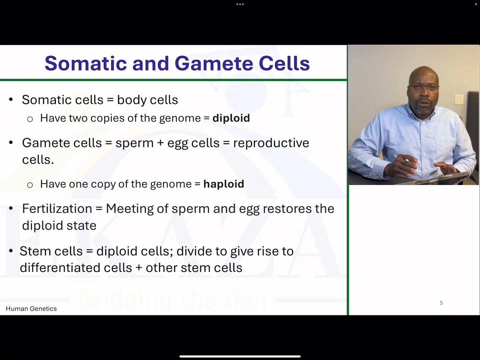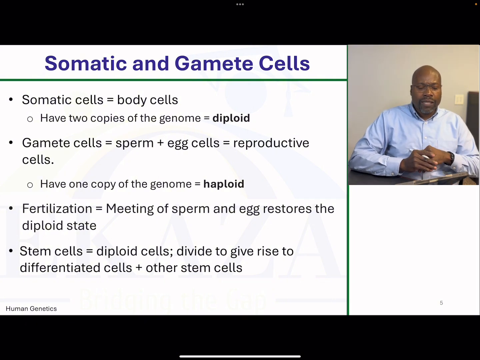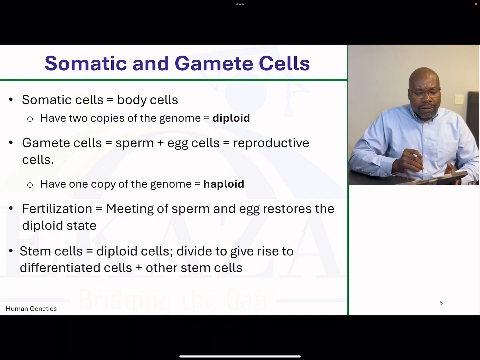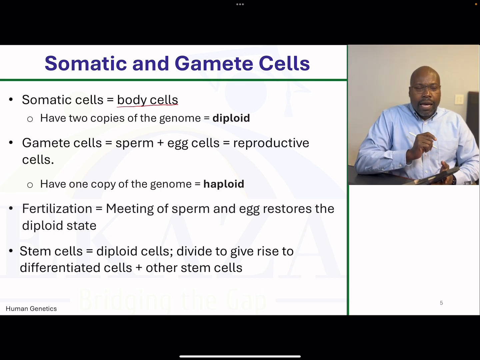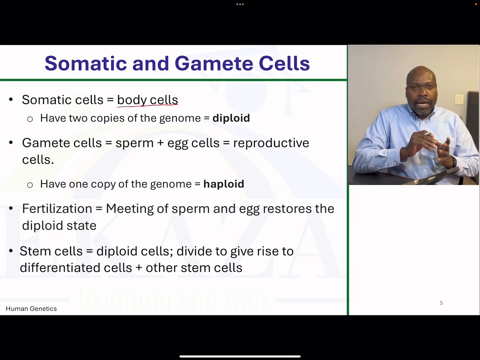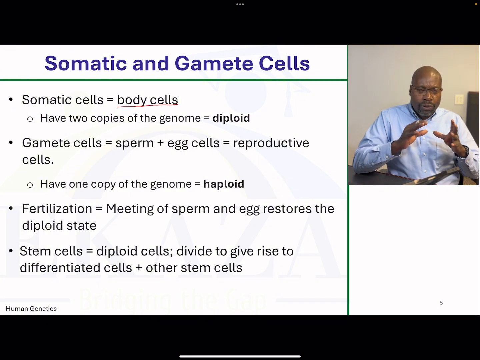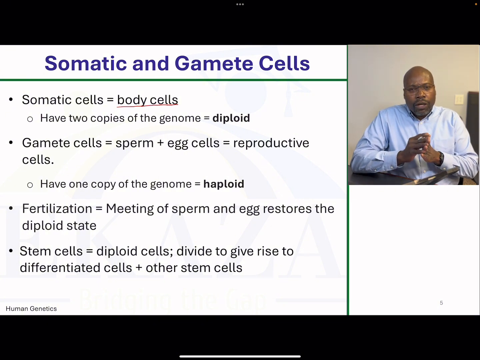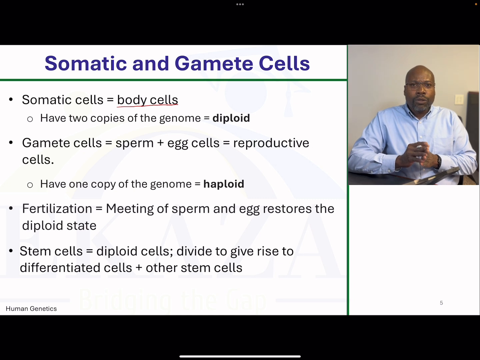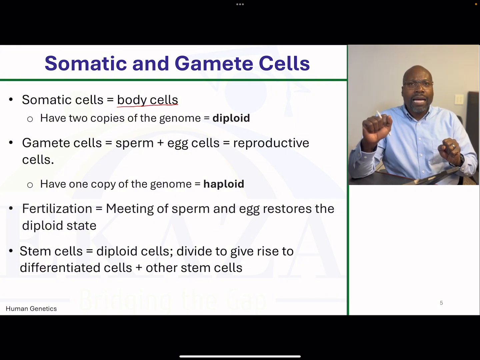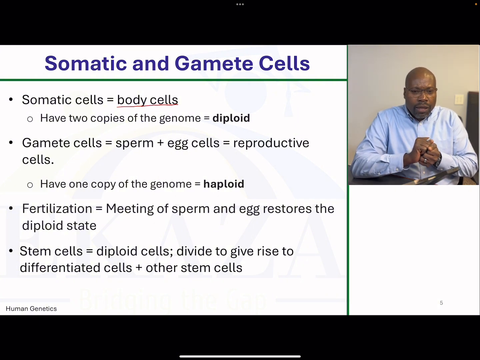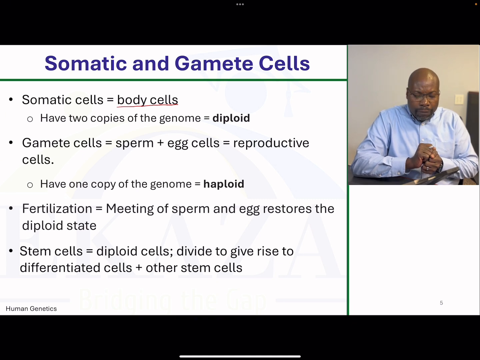In the body, we do have two major types of cells. The somatic cells, which are the cells of the body. These cells contain two genomes. If you consider your skin cells, they are going to contain the genome you receive from mom and the genome you receive from dad. That makes it two genomes. These cells are diploid.